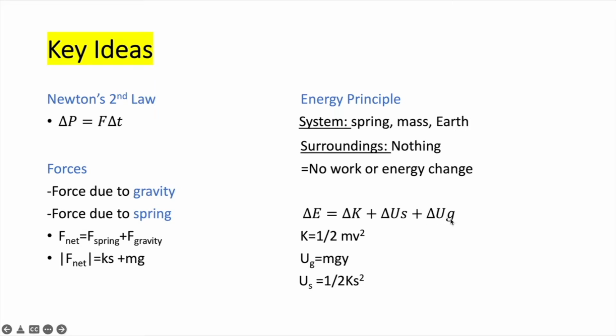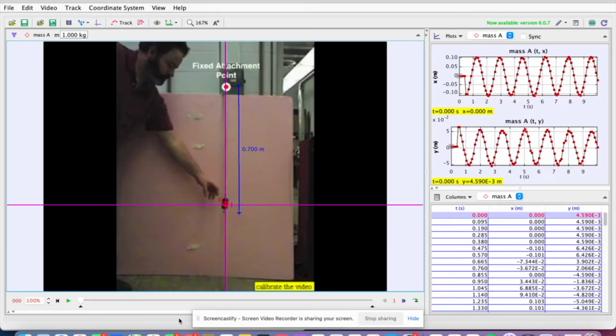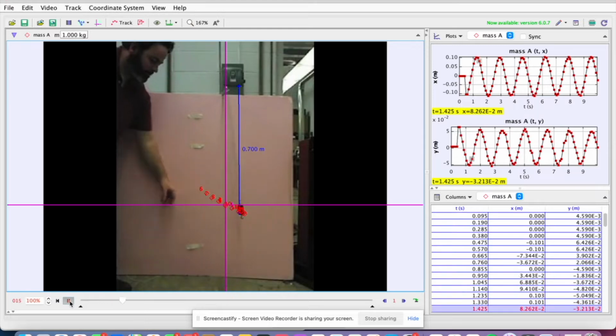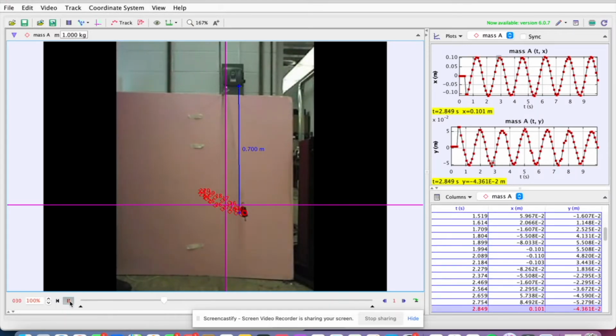Okay, so now in Tracker, here we can see how I track the X and Y position for each frame in the motion of the spring. I chose my Y-axis so that the positive y-axis is upward and the negative y-axis is downward.